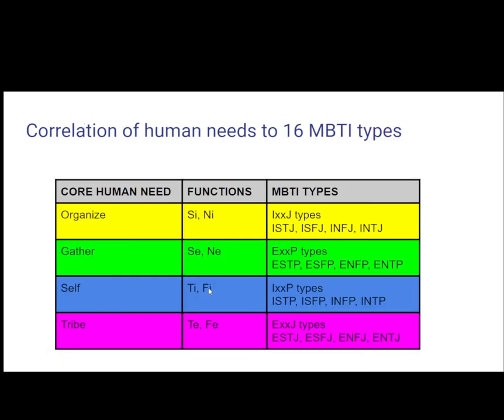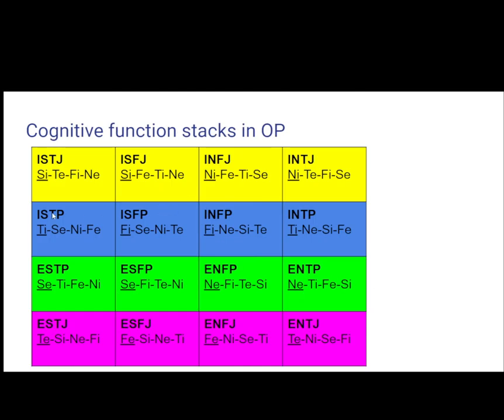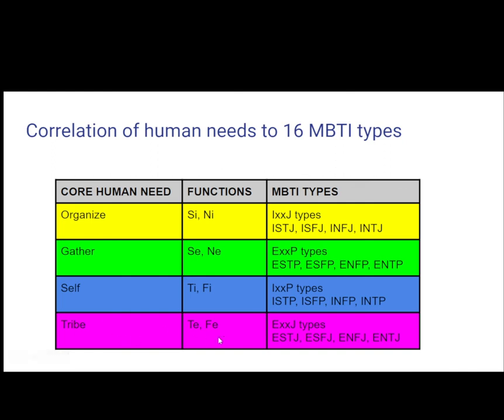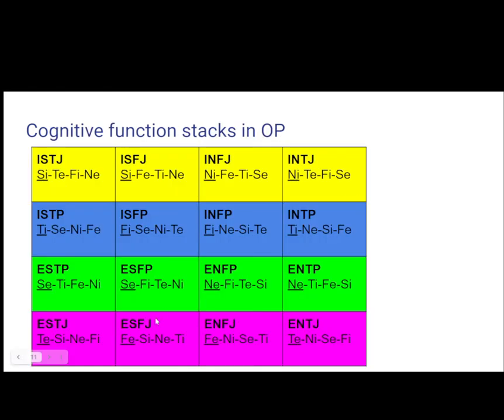Self, leading with TI and FI, those are the IP types, ISTP, ISFP, INFP, and INTP. They're shown in this row here in blue. And finally, tribe, leading with TE or FE. So these are going to be the EJ types, ESTJ, ESFJ, ENFJ, and ENTJ. And that occupies this bottom row right here. So that's a bit about the cognitive functions and the human needs in objective personality.